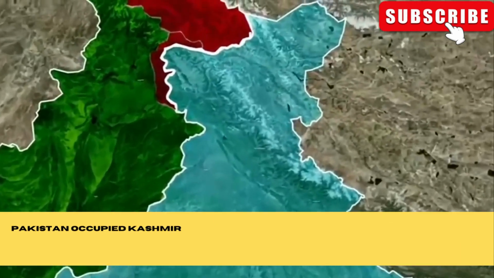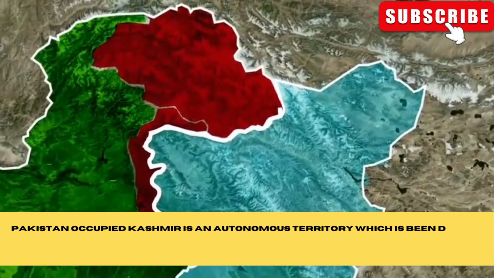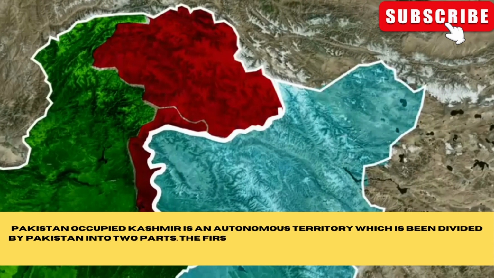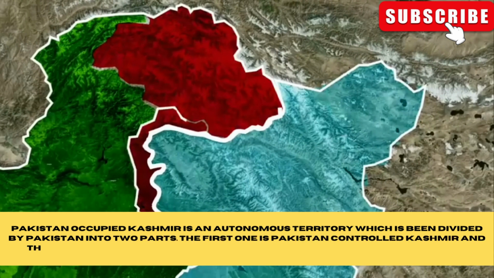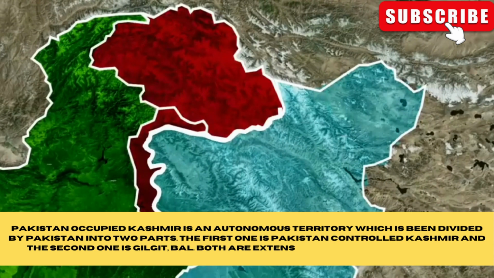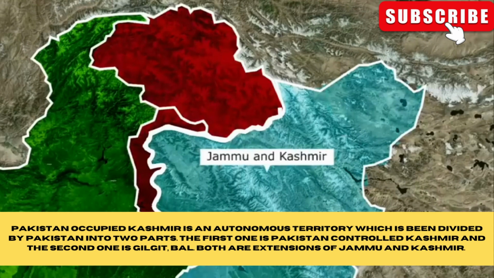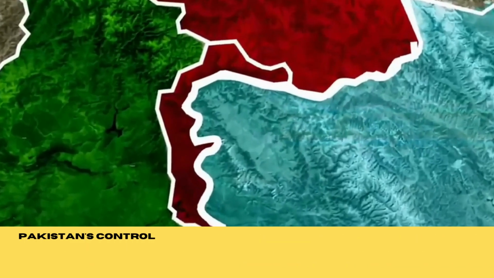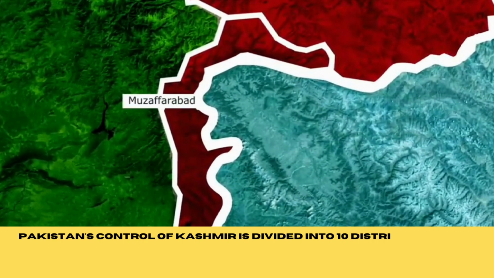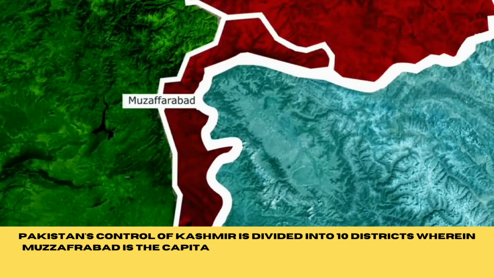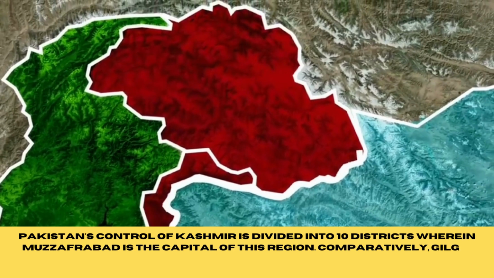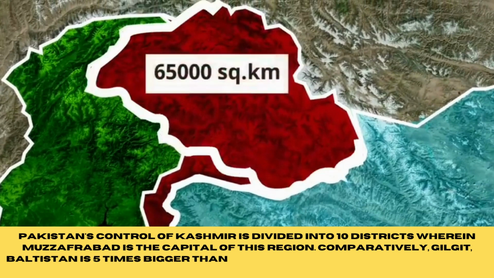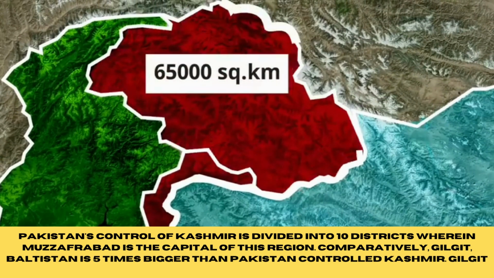Pakistan occupied Kashmir is an autonomous territory which has been divided by Pakistan into two parts. The first one is Pakistan controlled Kashmir and the second one is Gilgit-Baltistan. Both are extensions of Jammu and Kashmir. Pakistan controlled Kashmir is divided into 10 districts wherein Muzaffarabad is the capital of the region. Comparatively, Gilgit-Baltistan is 5 times bigger than Pakistan controlled Kashmir.